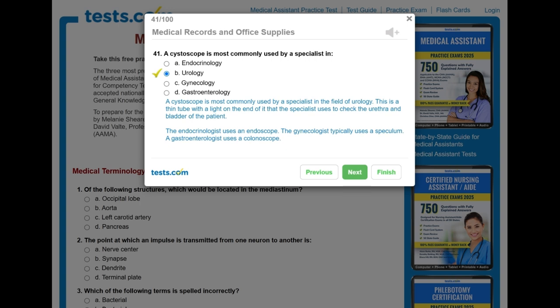The endocrinologist uses an endoscope. The gynecologist typically uses a speculum. A gastroenterologist uses a colonoscope.